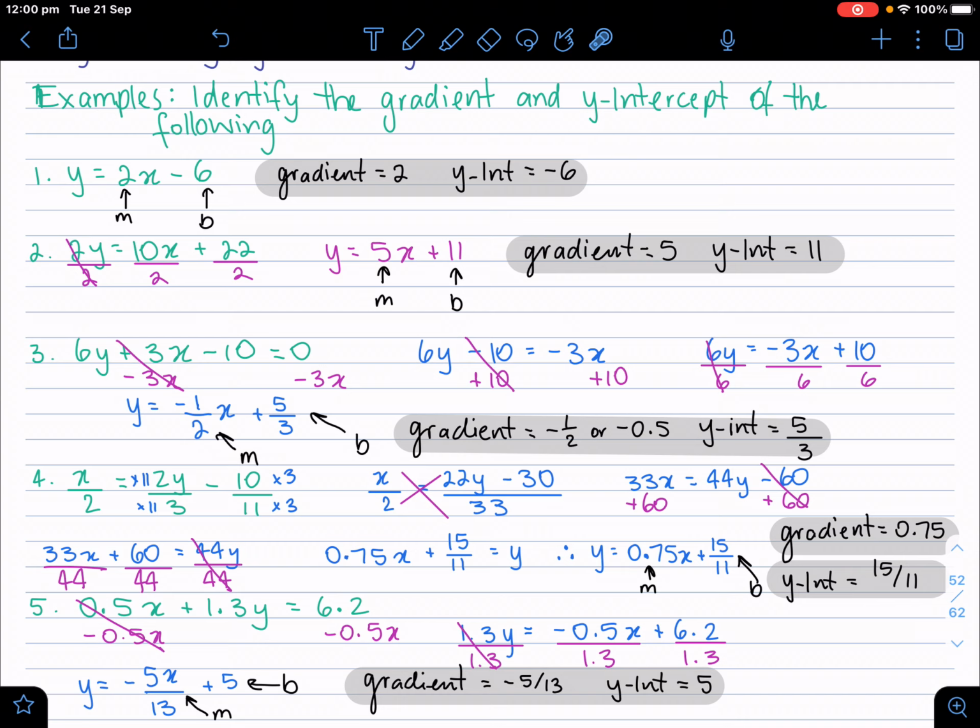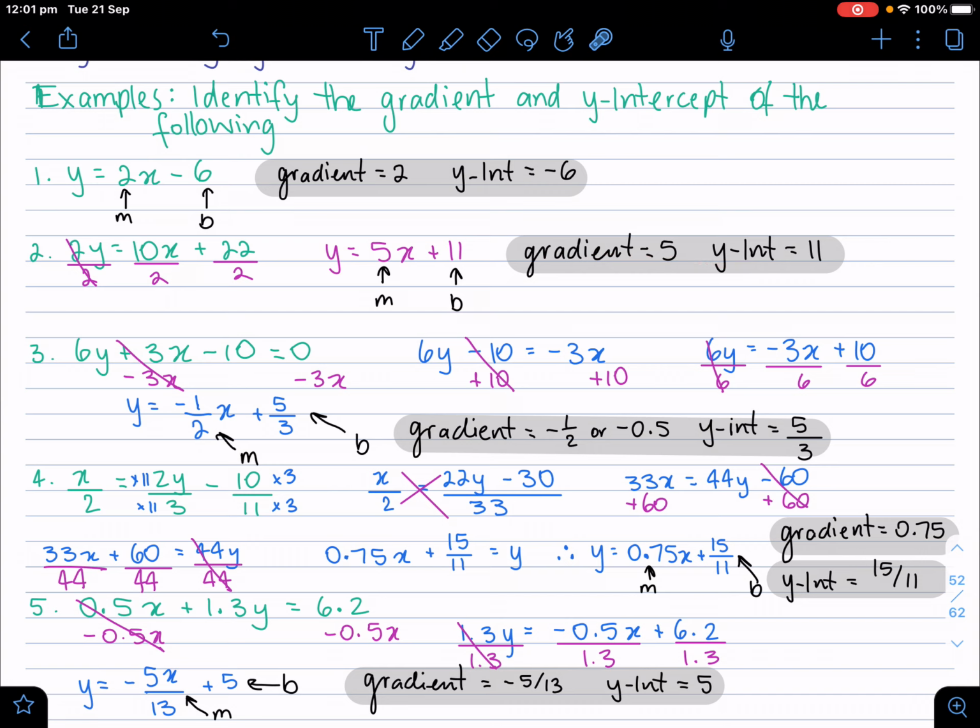Very important, you divide each individual element by 2 so that we can make it equivalent. So when we divide everything by 2, I get y equals 10x divided by 2 is 5x, and 22 divided by 2 is 11. So now I have it in the form of y equals mx plus b, where gradient is 5 and y-intercept is 11.